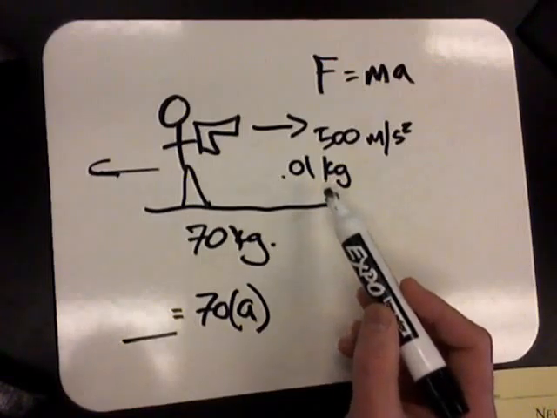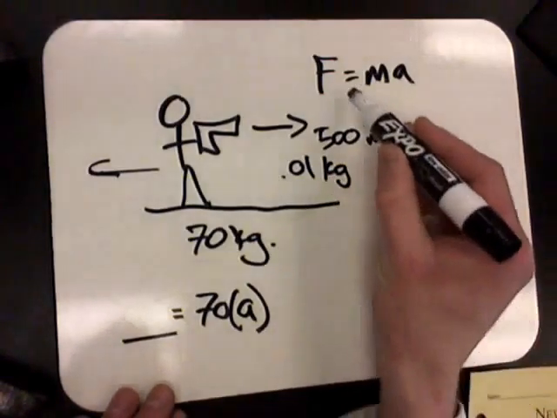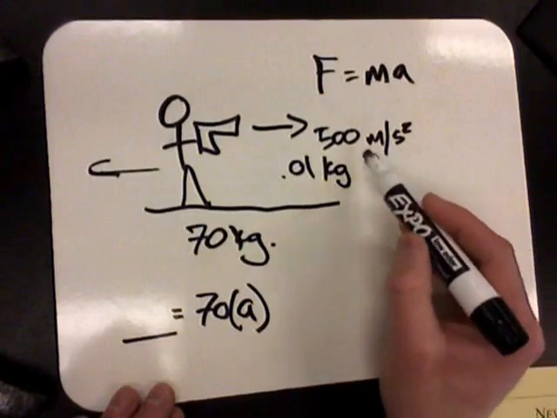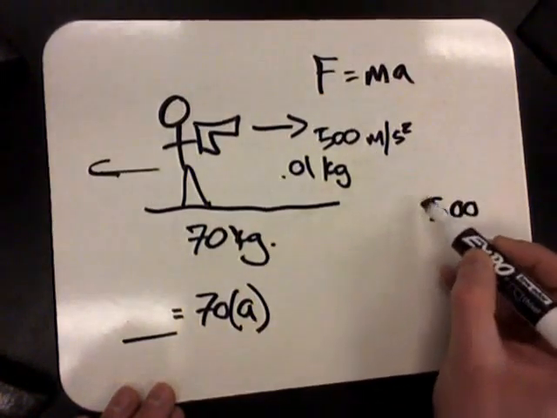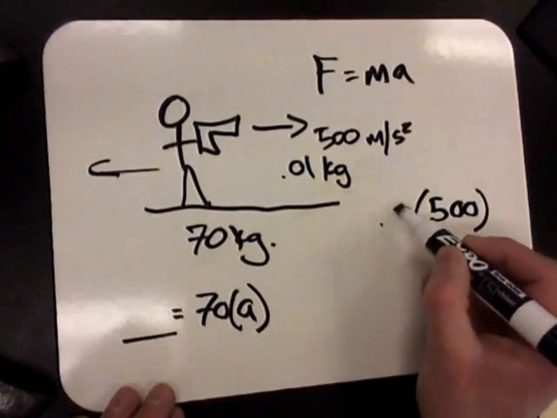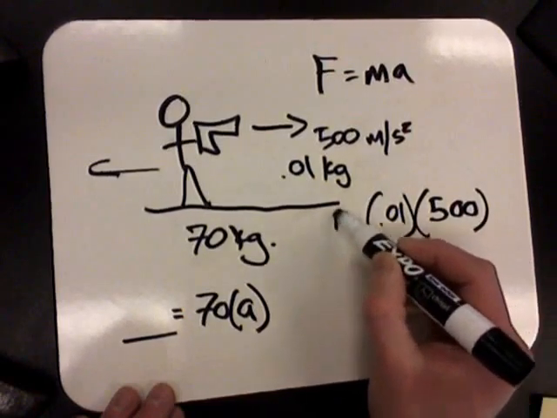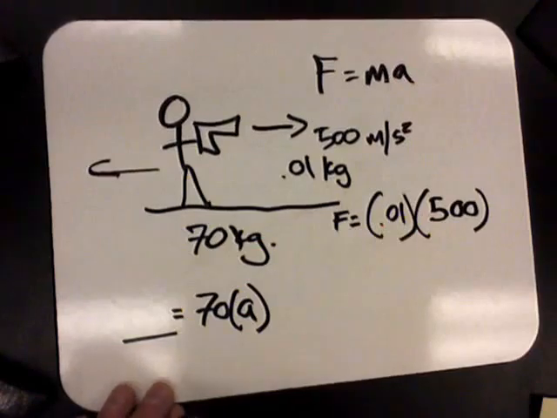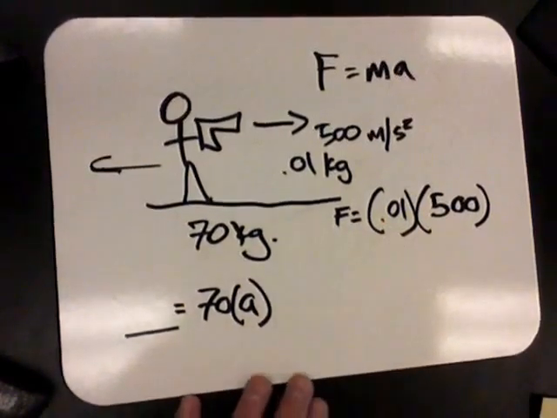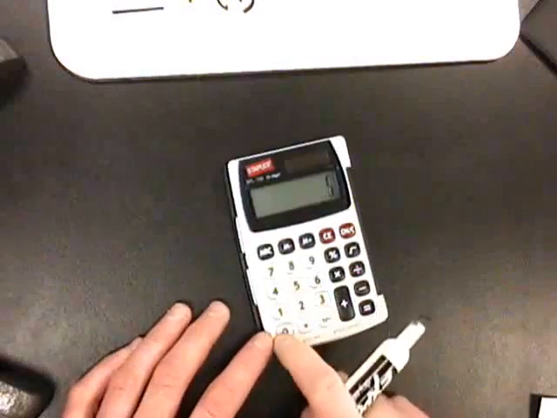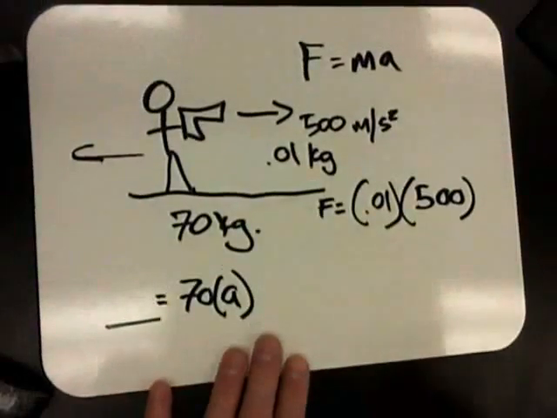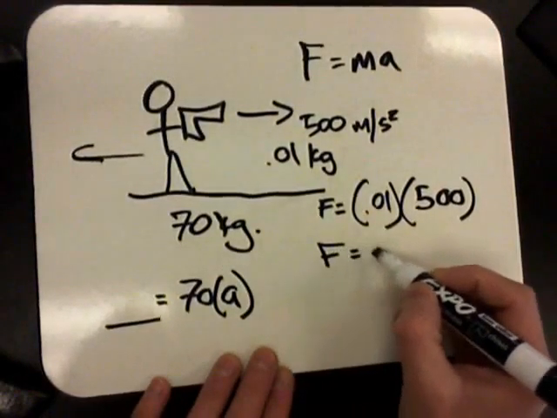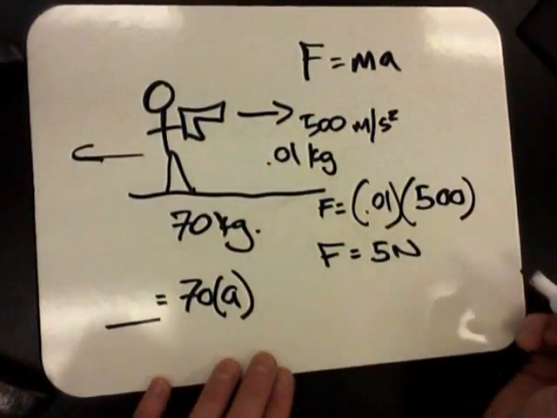We can figure out the force on the bullet, because force equals mass times acceleration. So if the acceleration of the bullet is 500 meters per second squared, and the mass is 0.01, multiplying those two things together will get us the force. So all we do is take our calculator, type in 500 times 0.01, and we get 5. That means the force is 5 newtons that the bullet is exerting.